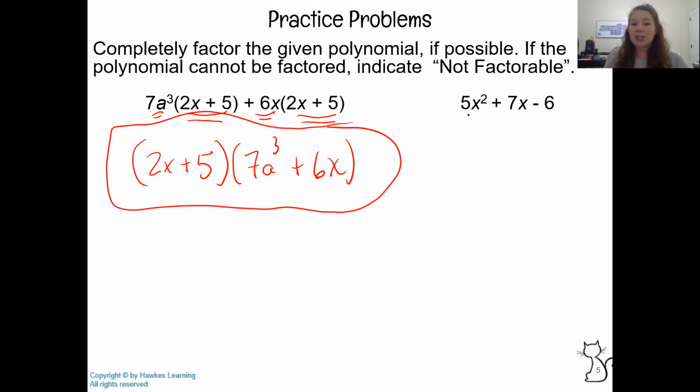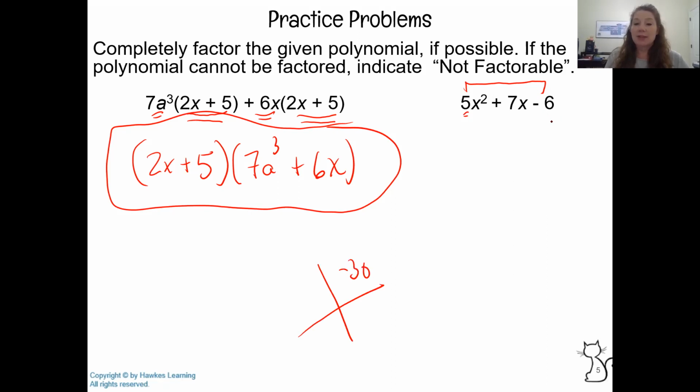All right, now here we don't have a coefficient of 1, so we are going to do the AC method. We are going to multiply 5 times -6, which is -30.